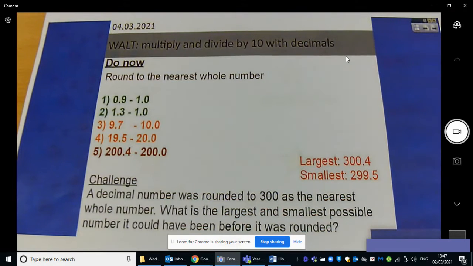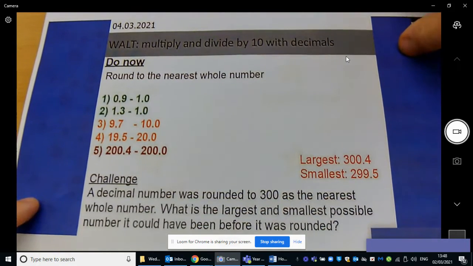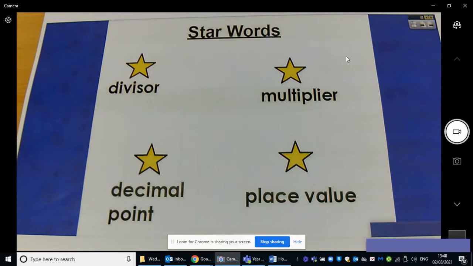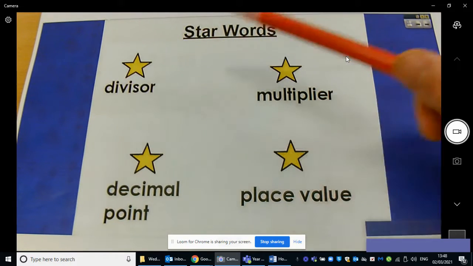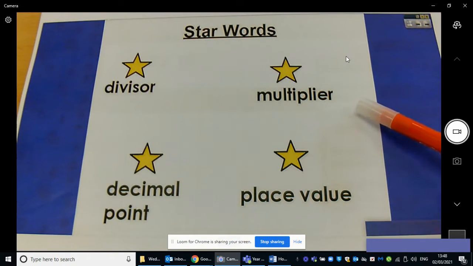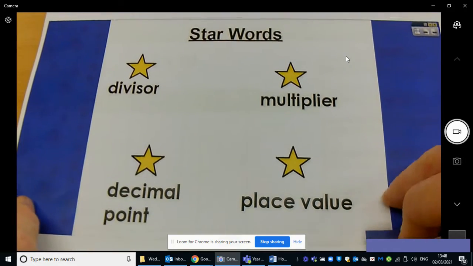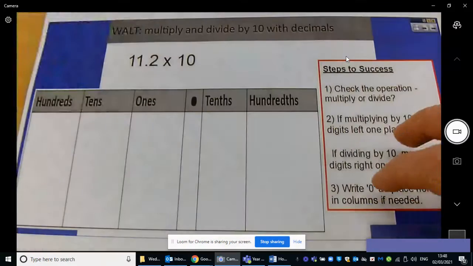So our walk for today is to multiply and divide by 10 with decimals. So let's look at some of those star words that I want to hear you using in your own work. So if you can repeat after me, please. Divisor, multiplier, decimal point, place value. Excellent stuff. So most of those words you will have come across before, but are really important.